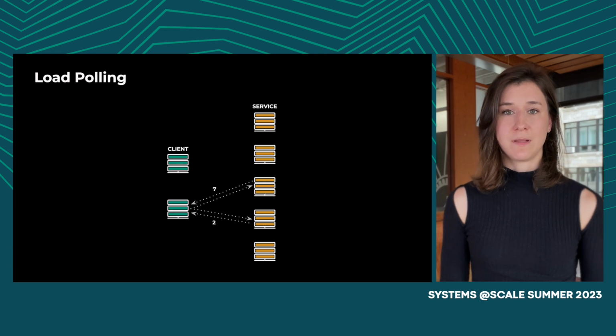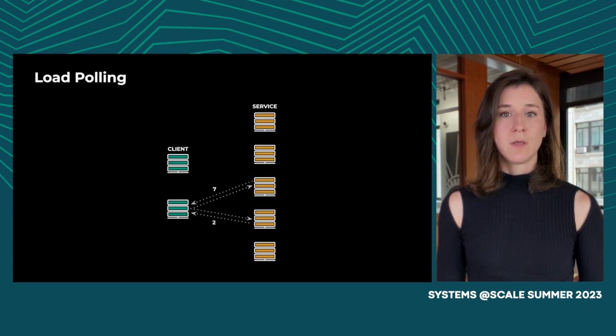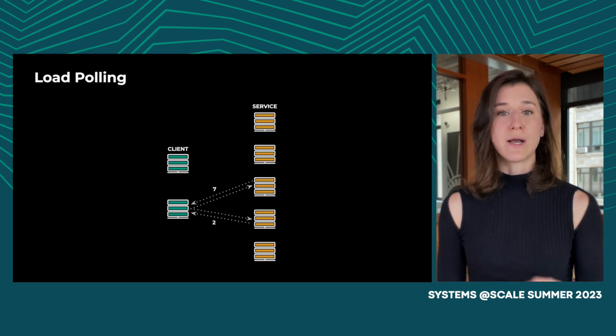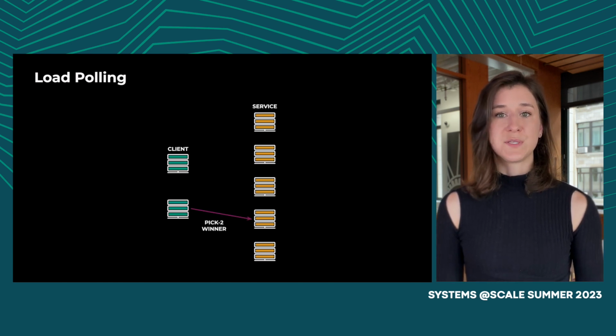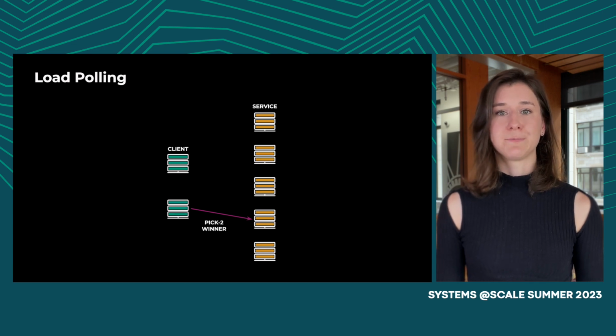But we still have to get the load. And the way that we can do this is through a technique called load polling. A client will first send 2 blocking requests to the backend servers to fetch the load, and then it will compare the load between those 2 and choose the lesser loaded. This works well because the load information is very fresh. We've just requested it from those backend servers, and we can make an informed decision about the load balancing.